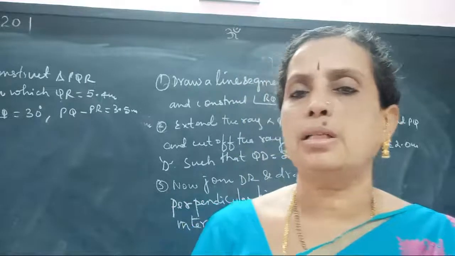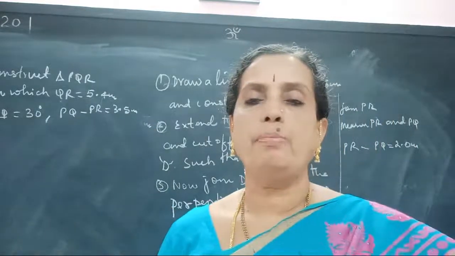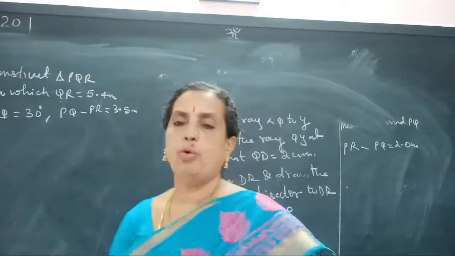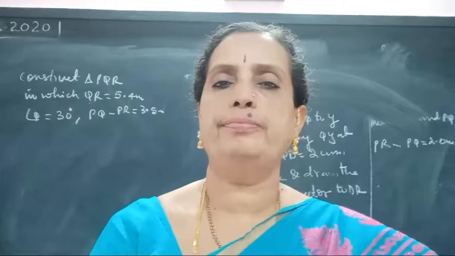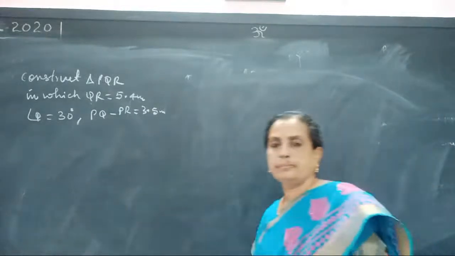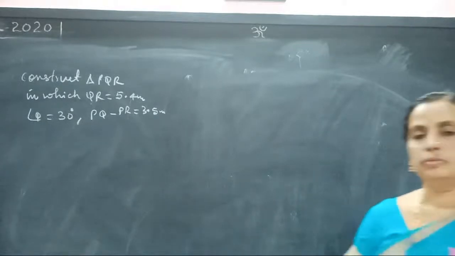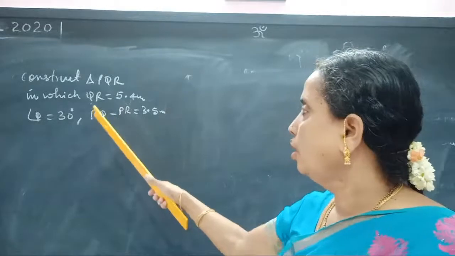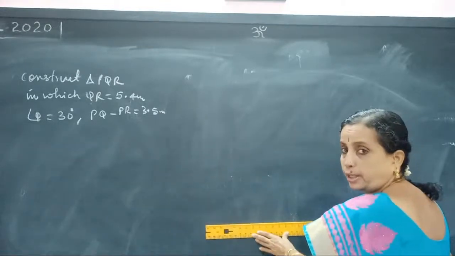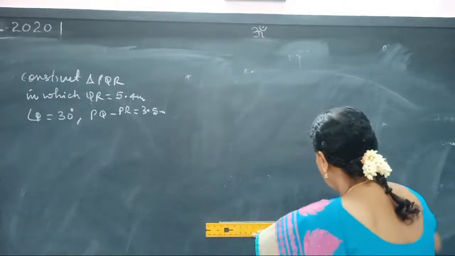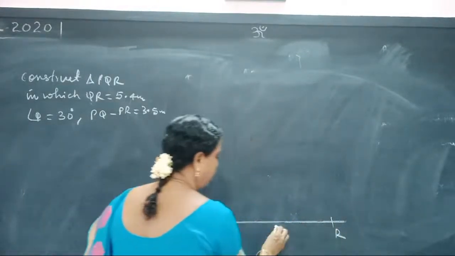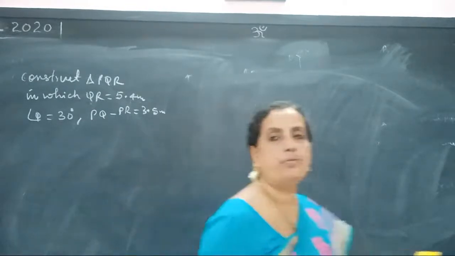Okay. Now start doing the construction. Draw line segment QR equals 5.4 centimeter. Is it clear now? So using the scale, first draw QR equals 5.4 centimeter. Take it from the base. Can you see the baseline here? Name it and write its measurement, 5.4 centimeter.